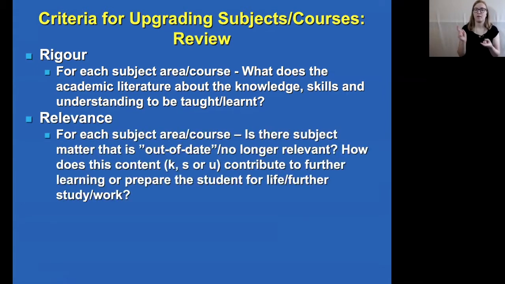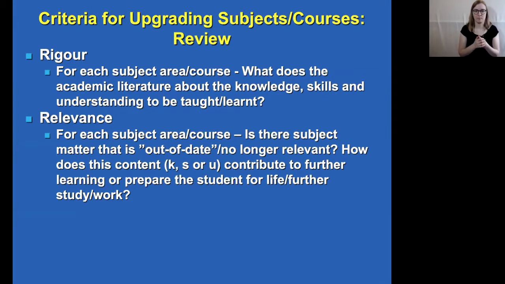Relevance. So for each subject area, is the subject matter out of date? Is it no longer relevant? What it means is you have to have a team go through each of the courses and ask themselves, is this content that we're teaching still relevant? If so, to what degree? Is it essential, or have we included it just because we've always included it?